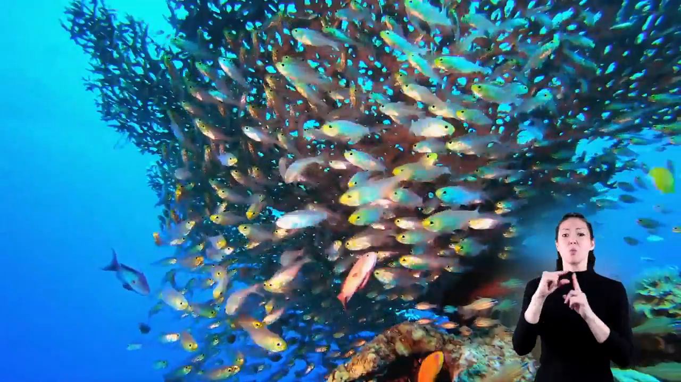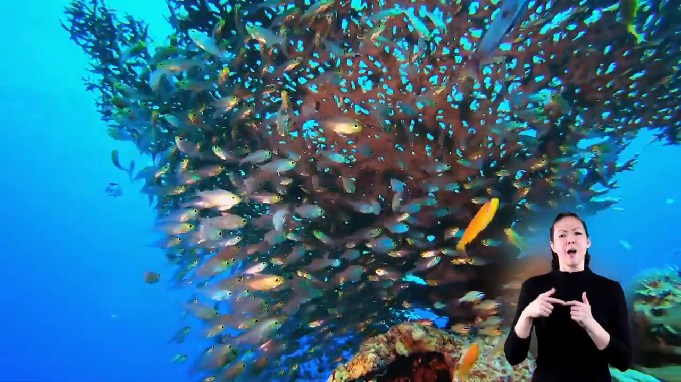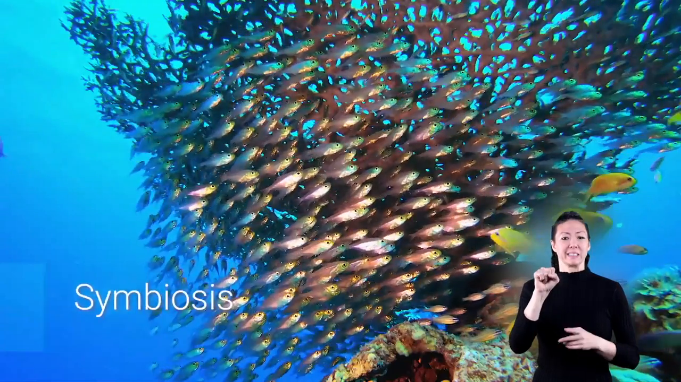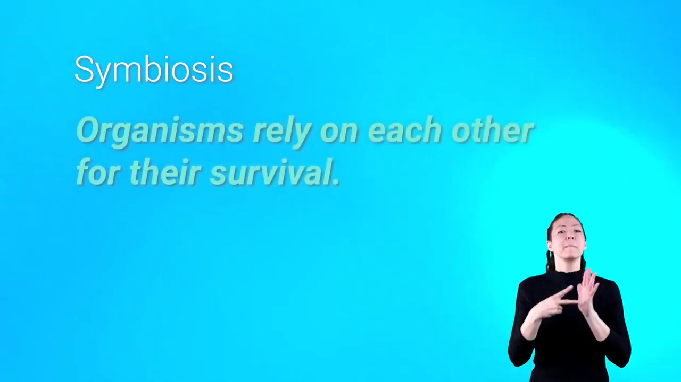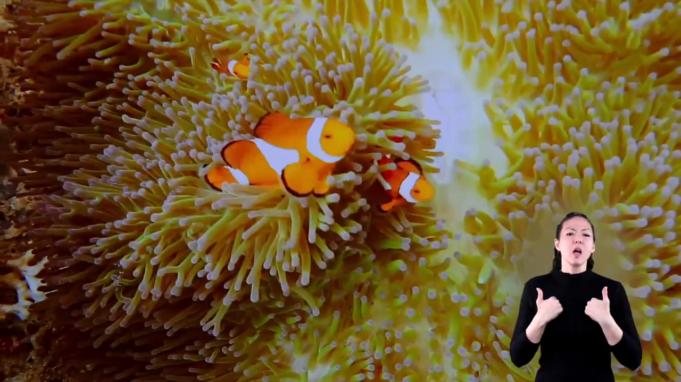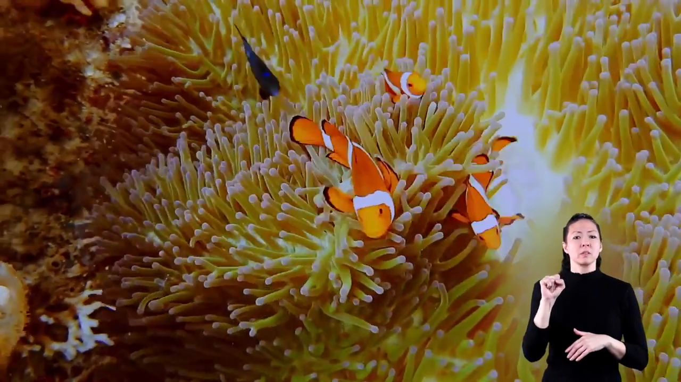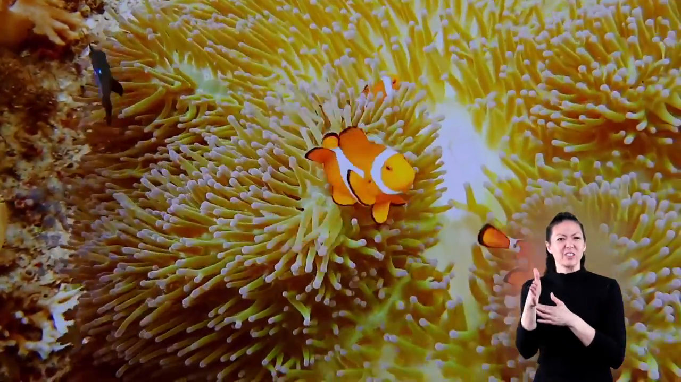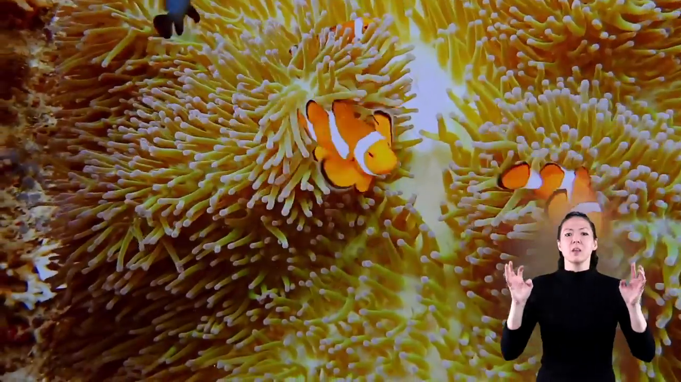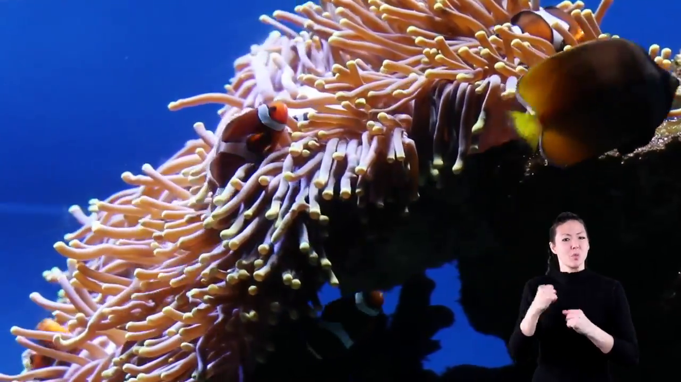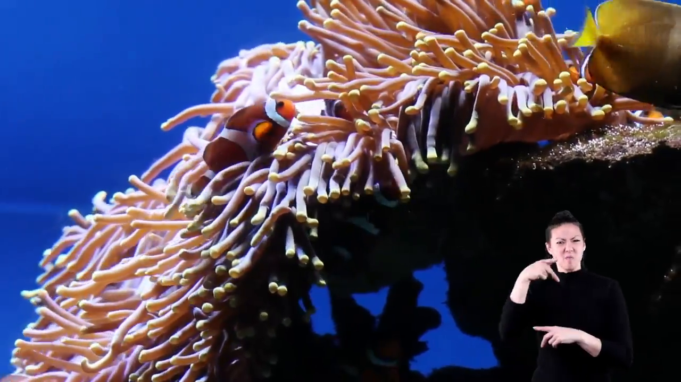This is a word that describes how these animals live together. The word is symbiosis. Symbiosis means that the organisms rely on each other for their survival. One example of symbiosis is the anemone fish and the sea anemone. The sea anemone's tentacles provide protection for the fish and its eggs. In return, the fish protects the anemone from predators.